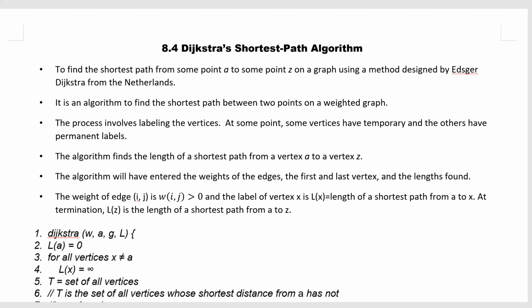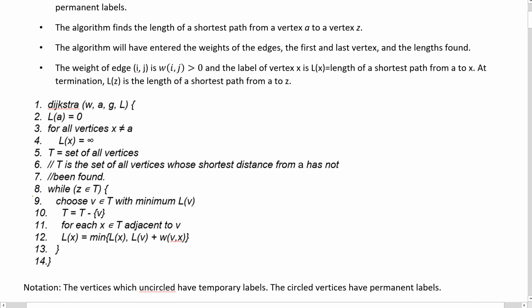Okay, so here is the algorithm. For the first step, we label L(A) is 0. That is our starting point, right? So the length from the point to itself is 0. And for all the other vertices, we label L(x) is infinity. So this is the first step. Then let T be the set of all vertices whose shortest distance from A has not been found. You can think of this as the set of vertices with temporary labels.